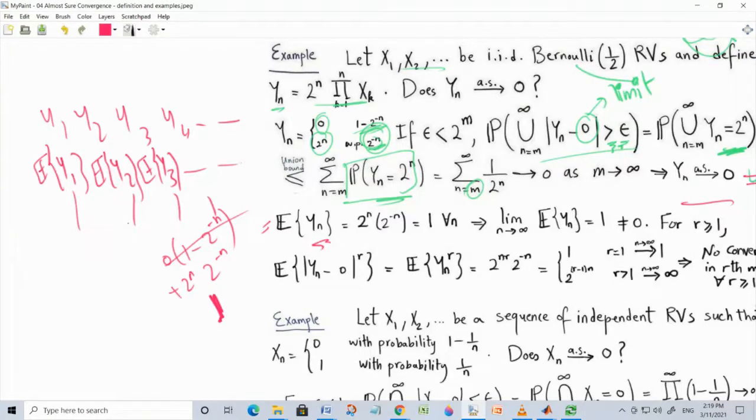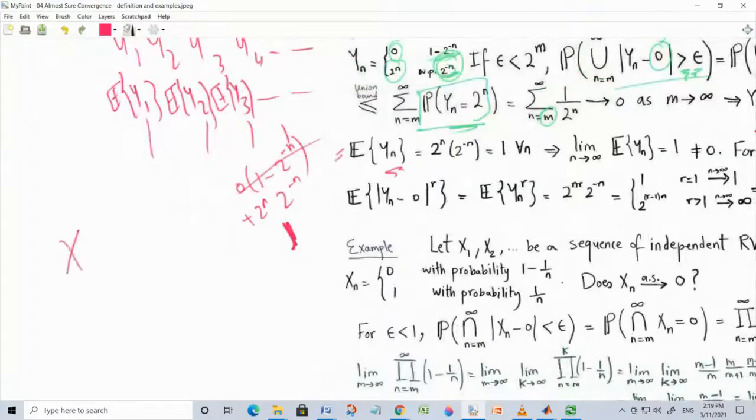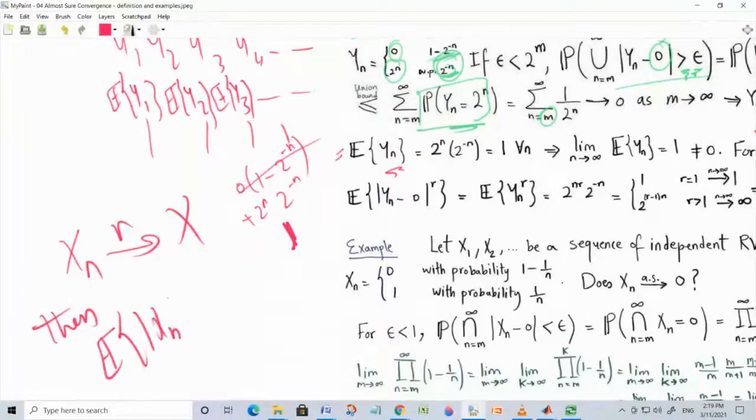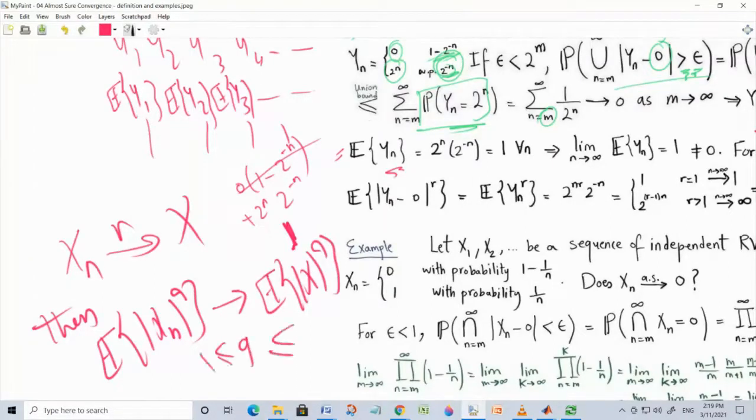I tried to say that in the previous lecture, but it was not clear. When I said that there is convergence in the rth mean, Xn converges in rth mean to X, then the expectation of the absolute value of Xn to the q, the qth absolute moment, is a deterministic sequence that converges to that of X, where q is greater than or equal to 1 and less than or equal to r. You may think that this should be the case for any moment, but it is not true for any moment. q must be between 1 and r.